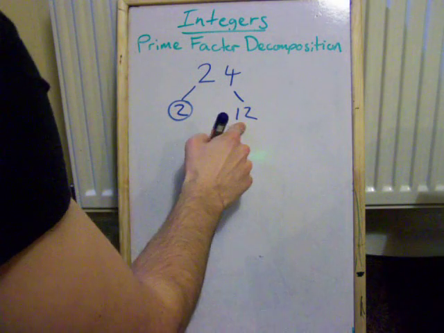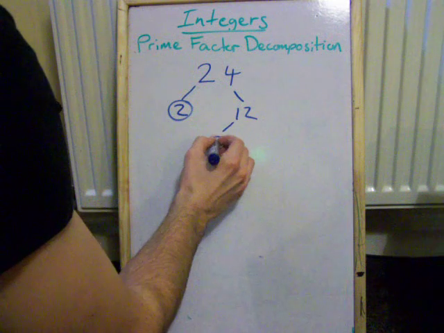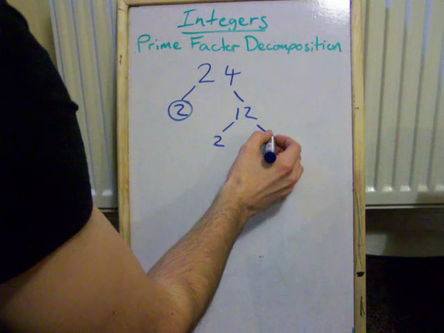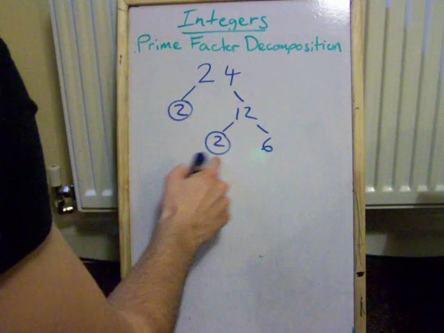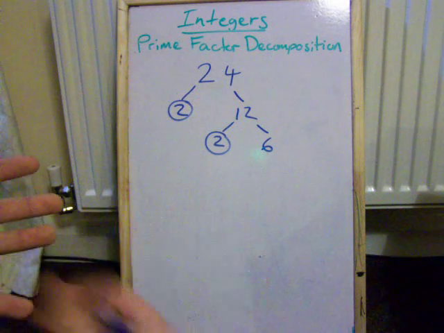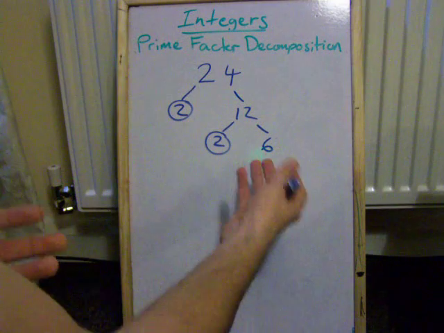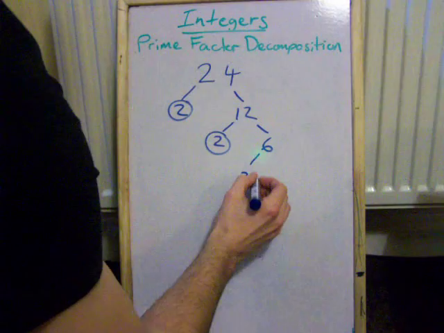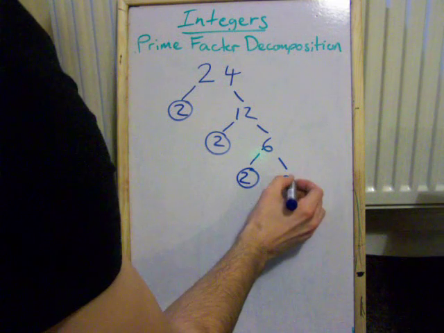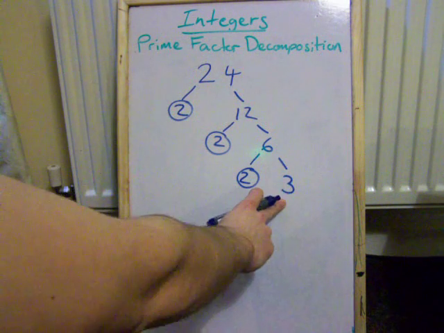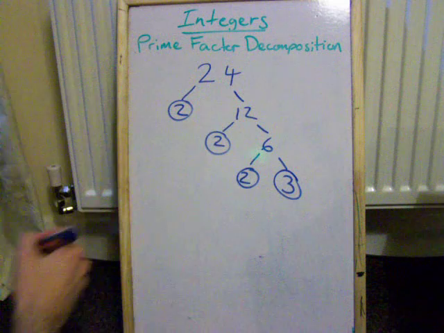2 is prime. 12 is not prime, but I can divide by 2. I'm left with 6. 2 is prime. 6 isn't prime, so I've still got to keep on dividing by prime numbers. Now 6 also divides by 2, and that leaves 3. 3 is a prime number, so that's my last prime.